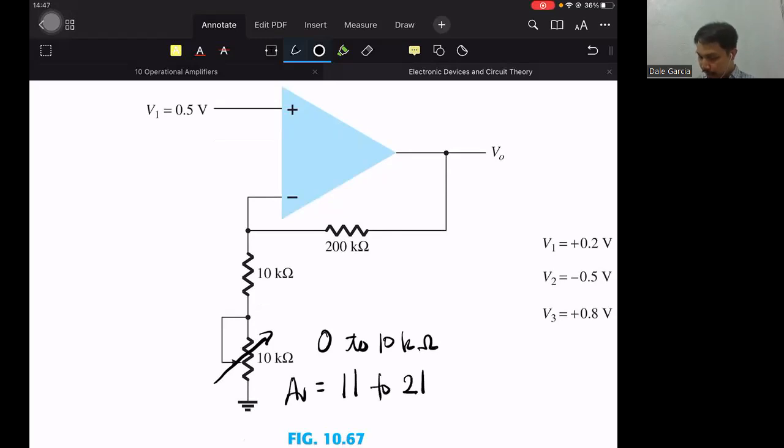If the input is 0.5, the output is 5.5 to 10.5. I think that's correct.